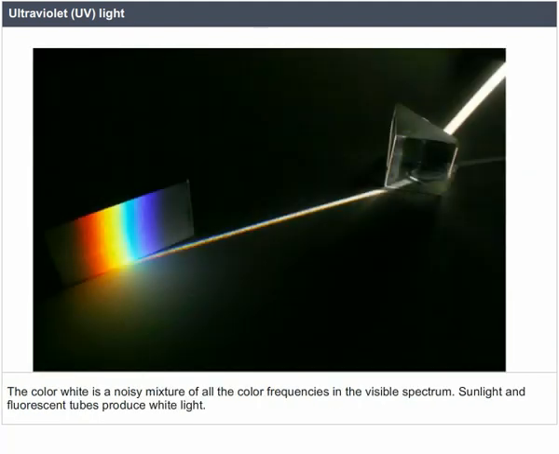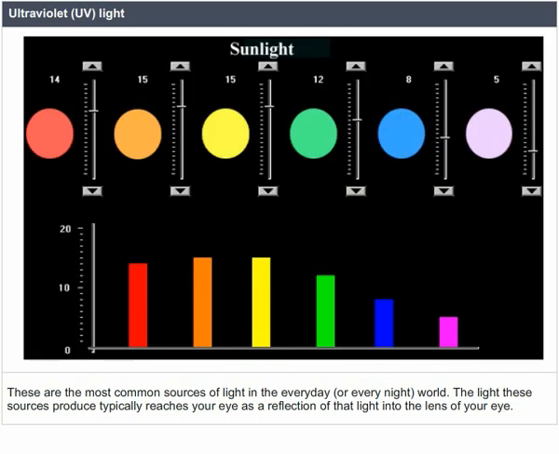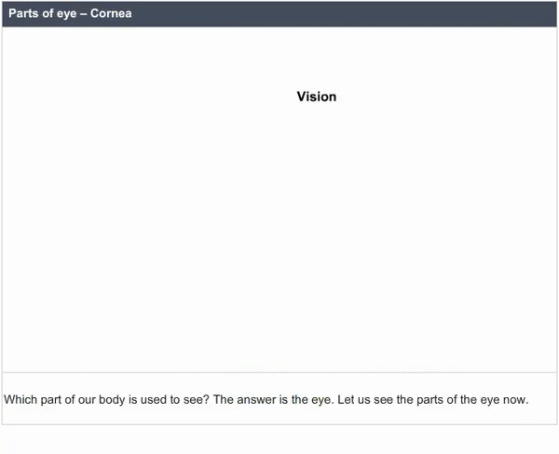The color white is a noisy mixture of all the color frequencies in the visible spectrum. Sunlight and fluorescent tubes produce white light. Tungsten lamp filaments produce light with a yellowish cast. Sodium vapor lamps, typically used for low-cost outdoor street lighting, produce an orange light characteristic of the sodium atom. These are the most common sources of light in the everyday or every night world. The light these sources produce typically reaches your eye as a reflection of that light into the lens of your eye. Which part of our body is used to see?